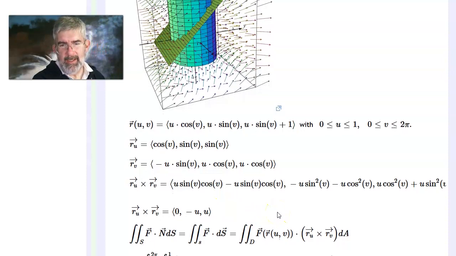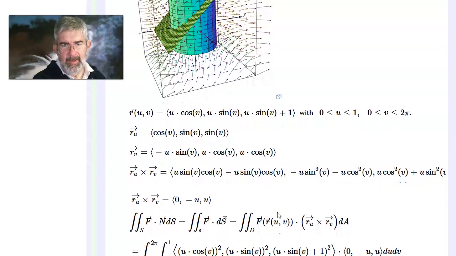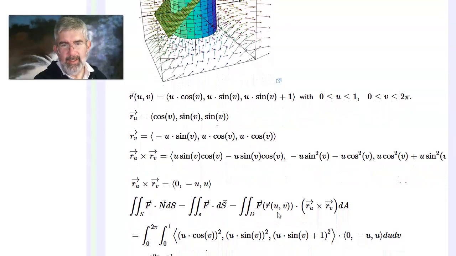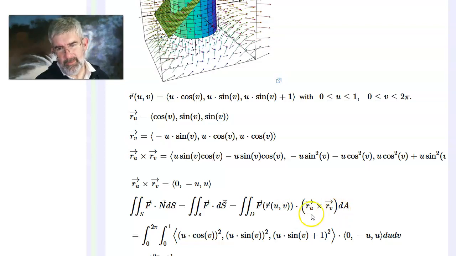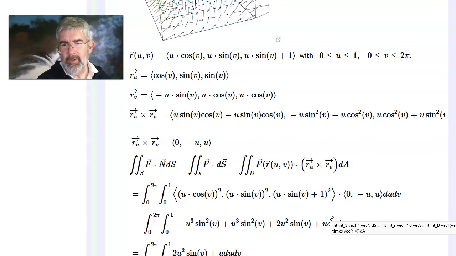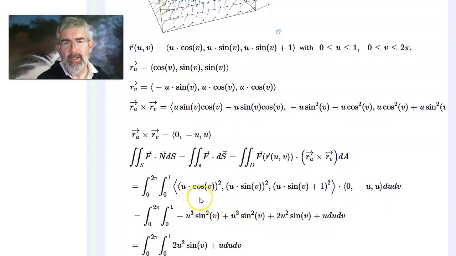Now I think I'm ready, because the flux integral is going to be the vector field evaluated at points on the surface dotted with this normal vector times dA. And so here we go. Remember, the vector field was x squared, y squared, z squared. So this first part is the x coordinate here, cosine V squared.